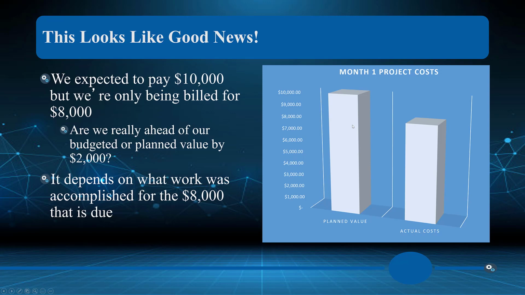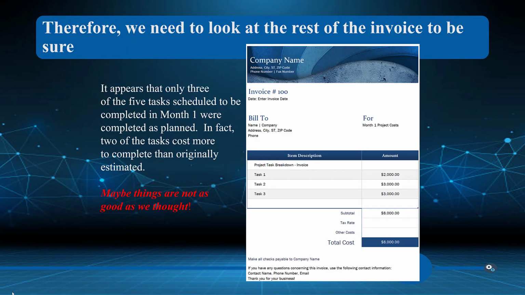Because if all the work's been done and we're at 8,000, then yes, we are ahead. So it depends on what work has been accomplished for 8,000 and what was due. So here's just a rough chart that says, okay, month one projected costs. Here's what we planned. This is what we actual. And of course, without more information, we can view this as being ahead or behind.